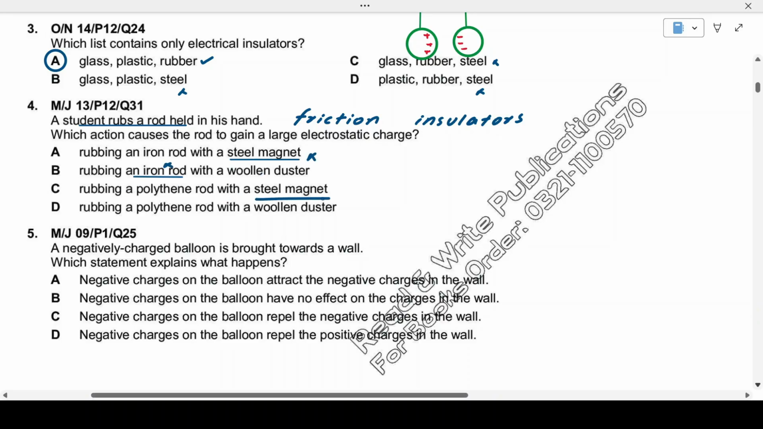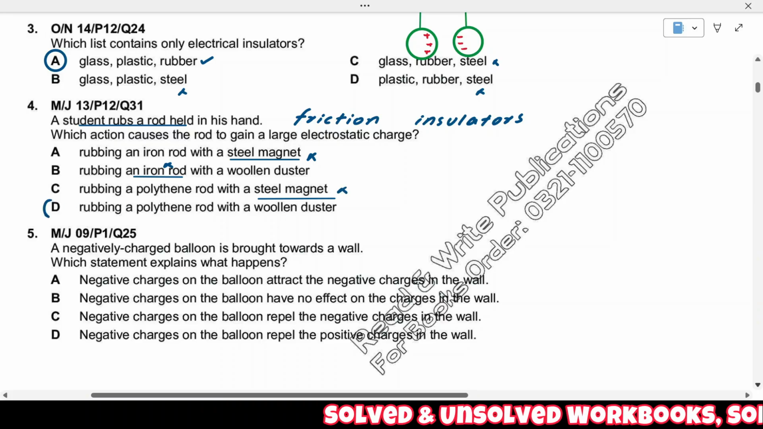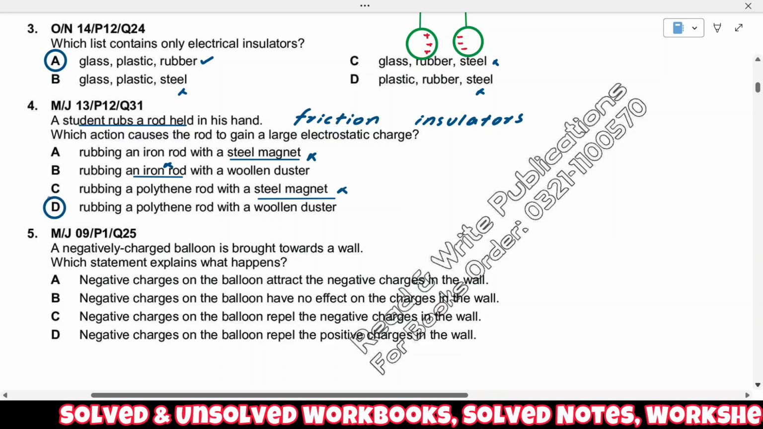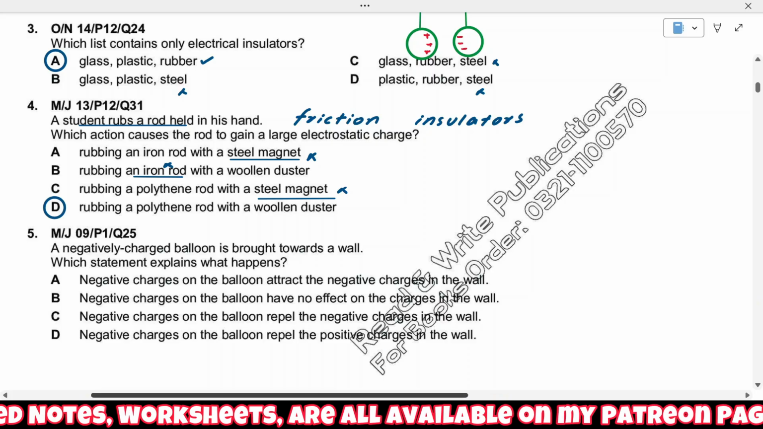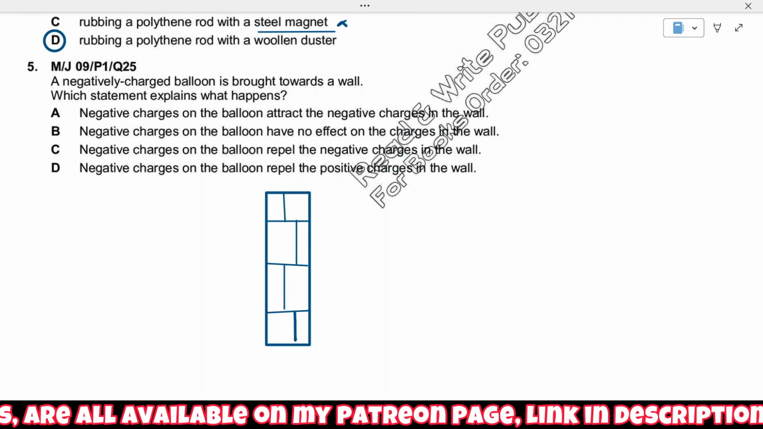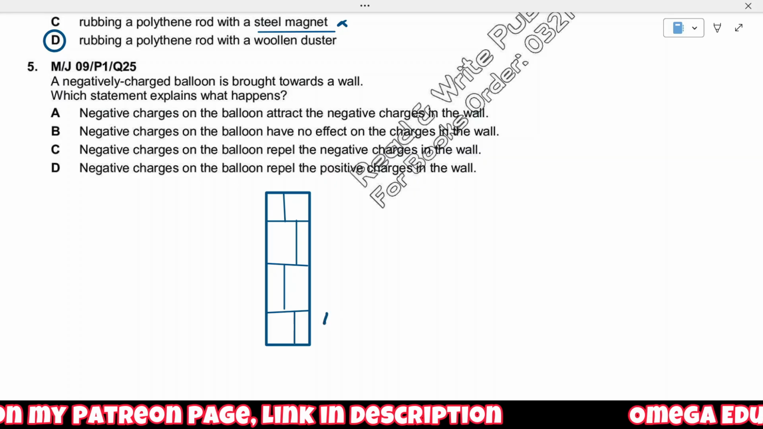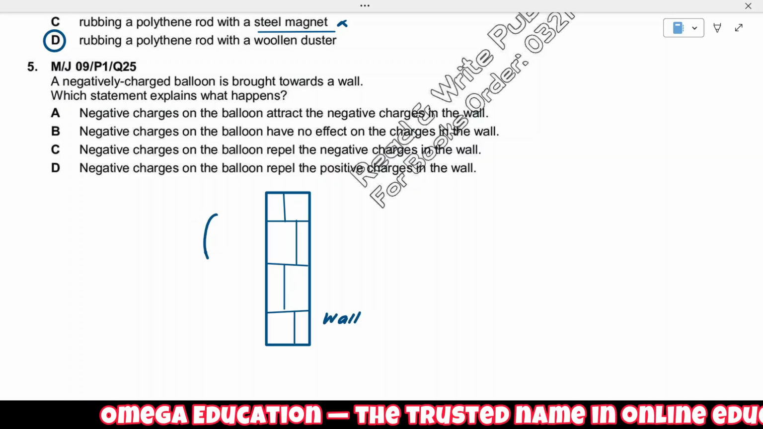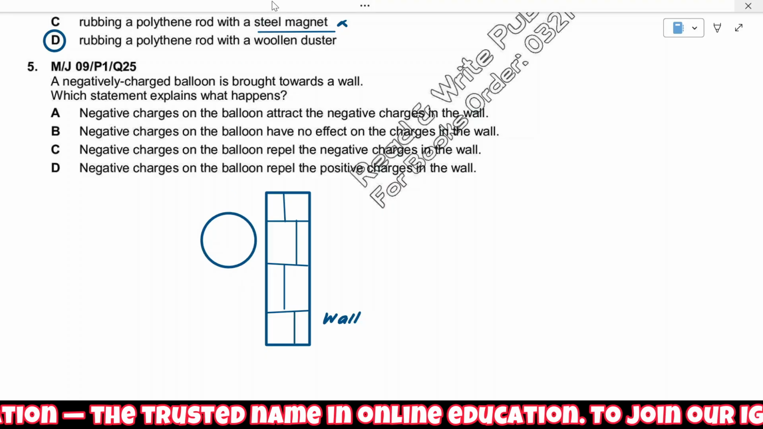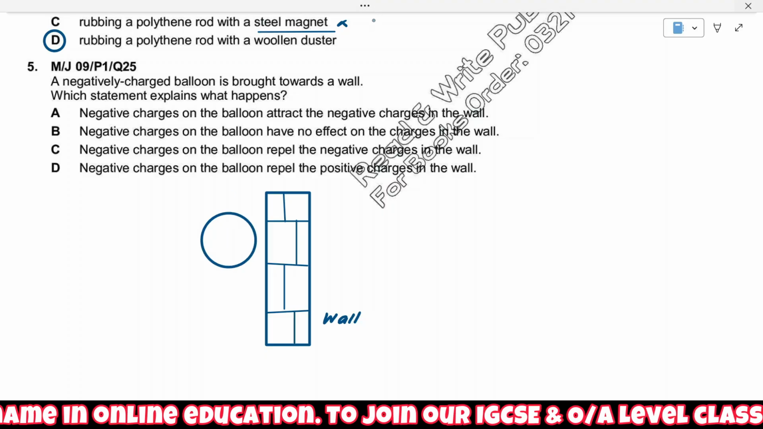So we need to pick the option that has both objects as insulators. Get out of here, steel magnet, in the trash can. So we are left with option D, rubbing a polythene rod with a woolen duster. Yeah, you can just assume that it is a wall. A negatively charged balloon. Okay, so this is a balloon and the balloon is negatively charged.